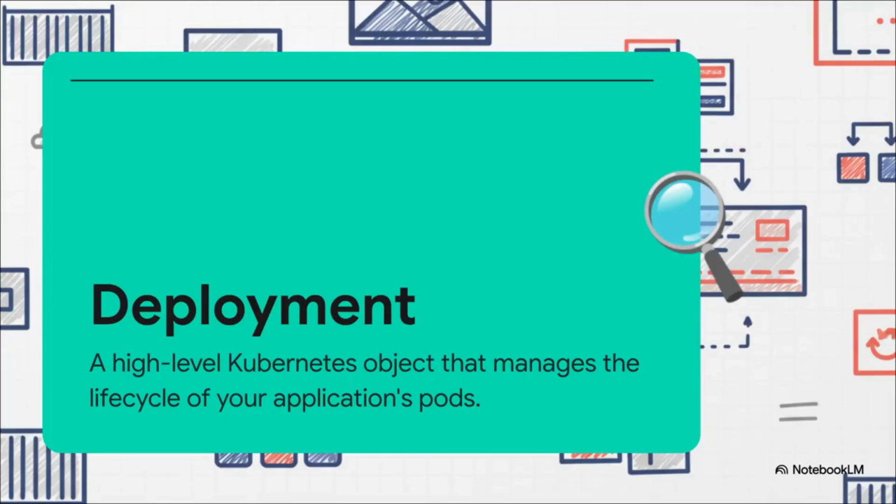So what is it? Put simply, a deployment is your master plan. You just tell it what you want your app to look like, how many copies should be running, what container image to use, and the deployment takes over and does all the heavy lifting to make it happen, and crucially, to keep it that way.